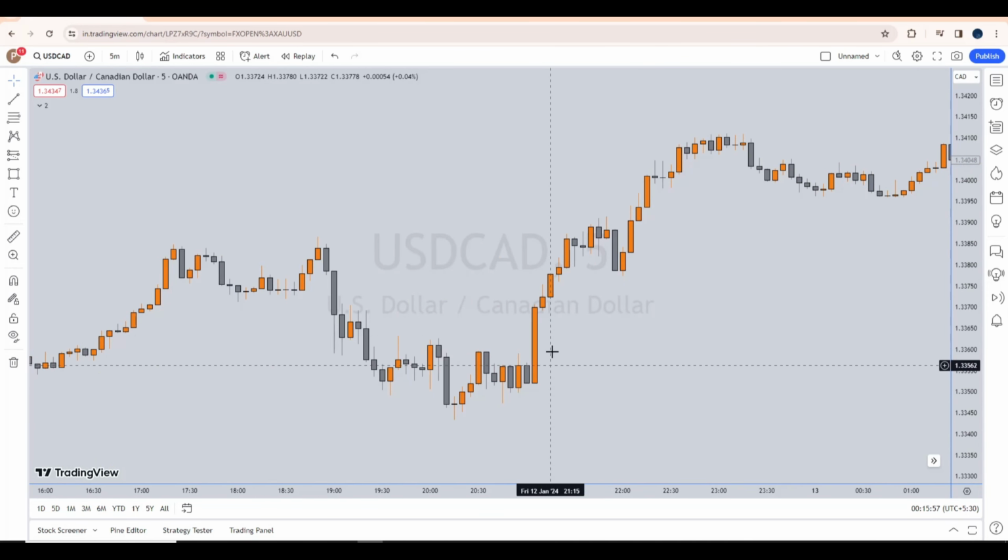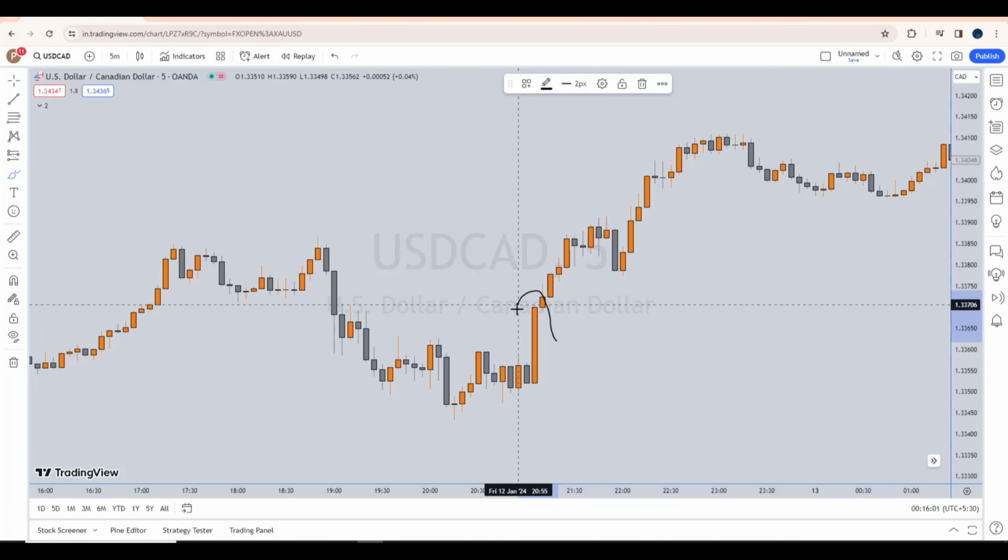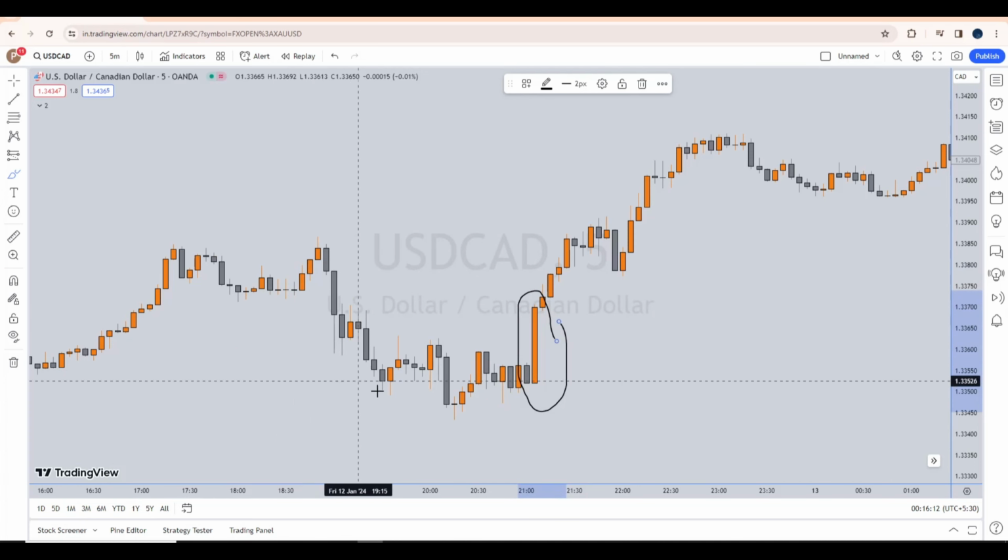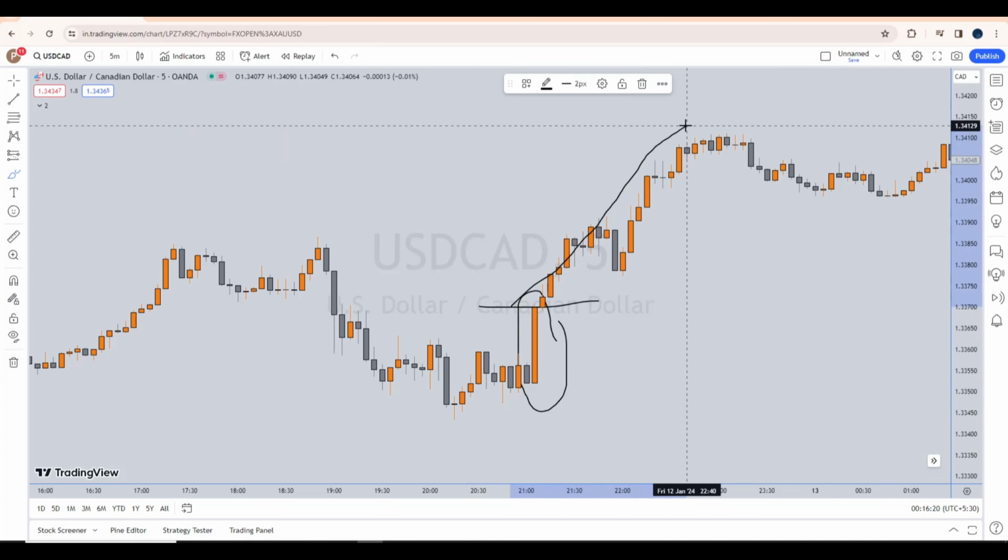So as you can see here, this candle is a power candle because it has zero to little wicks, and as compared to all the previous candles, it has a majorly large body, which shows the power of buyers, and from there price went all the way up. Okay, so this was the power candle.